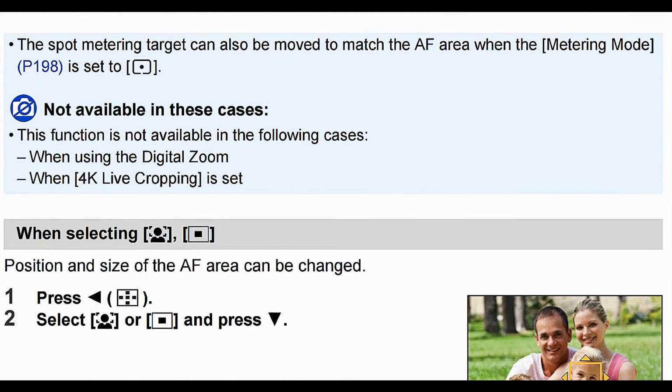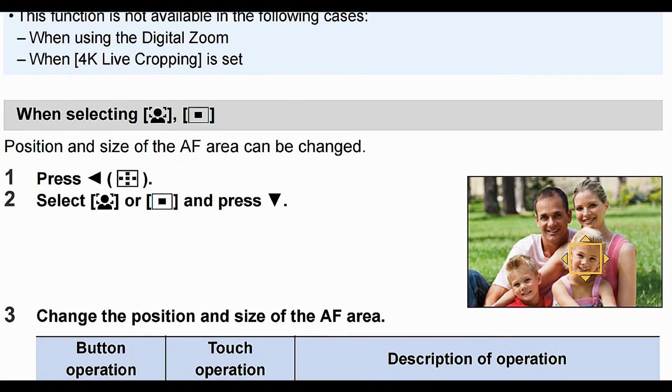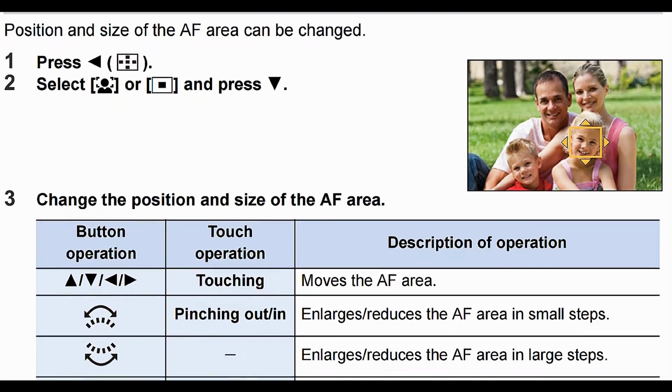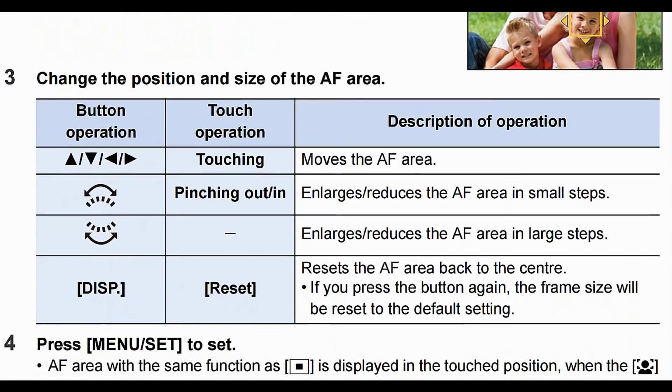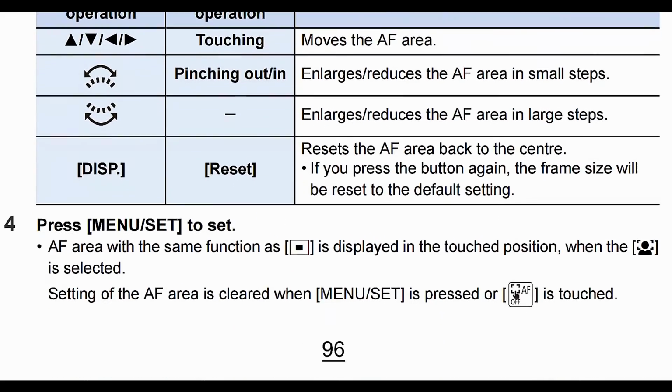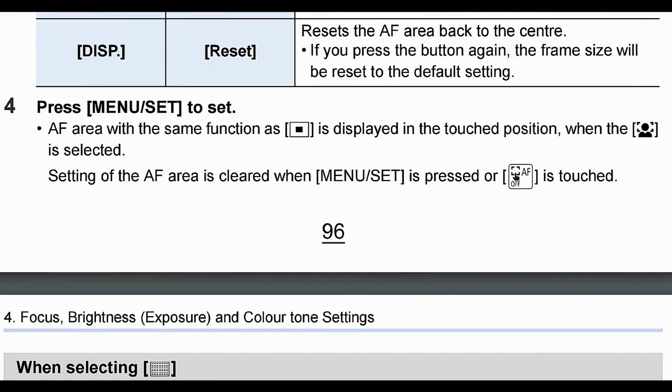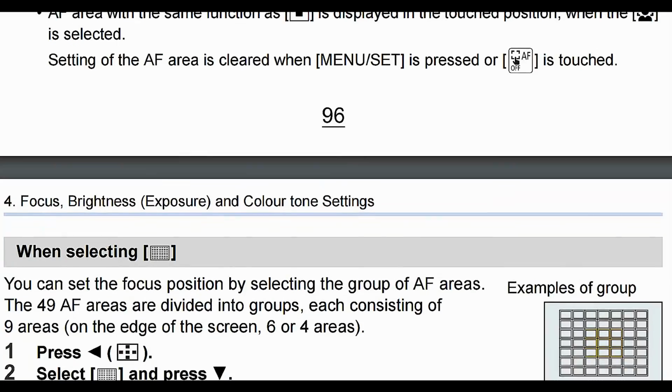But very important is what's not available, when it's not available, like in 4K live cropping. You think your camera's got it wrong because it won't do it. And it's not the camera that's wrong.